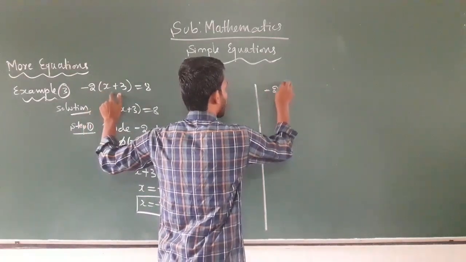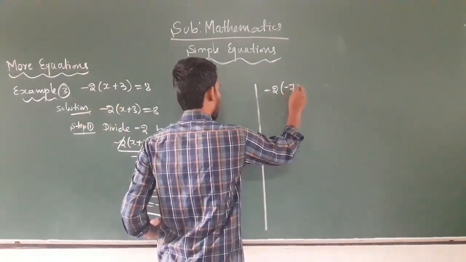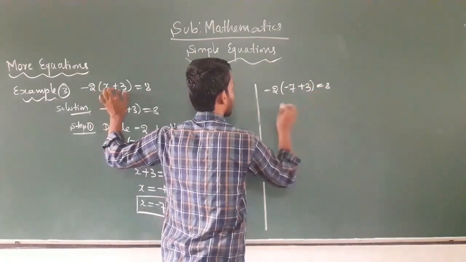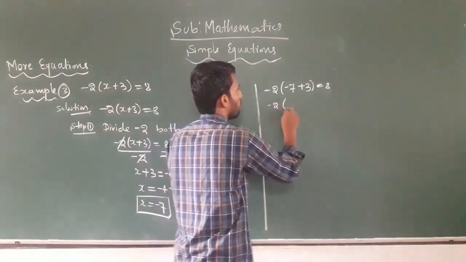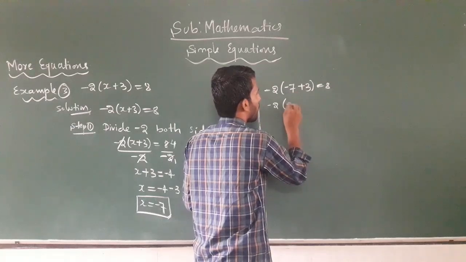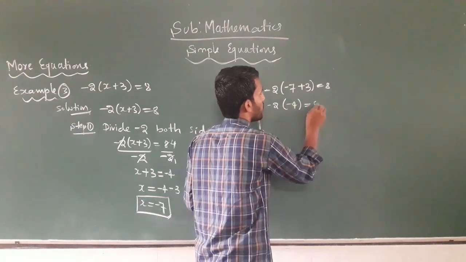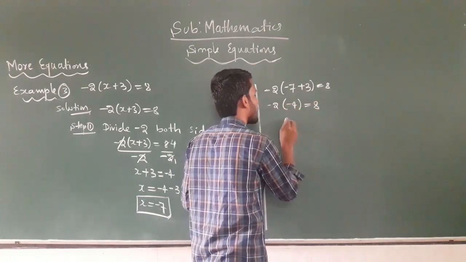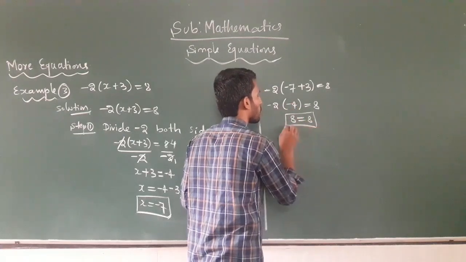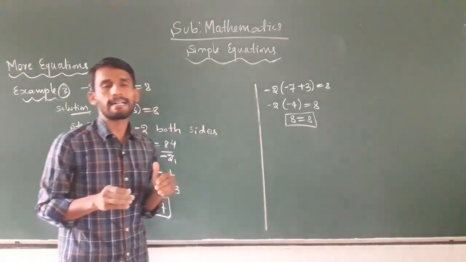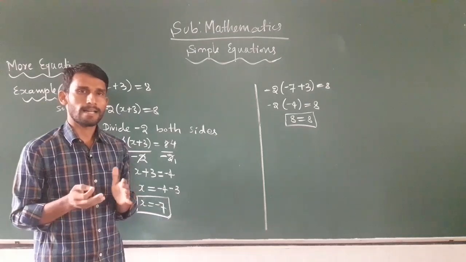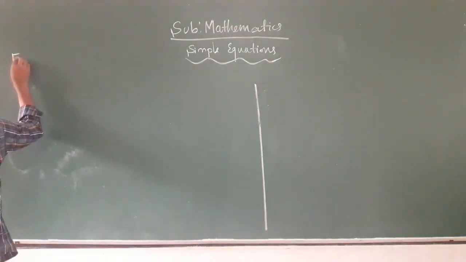To check whether this equation is satisfied or not, see, I am putting the x value in this equation. Minus 2 in the bracket minus 7 plus 3 is equal to 8. Now, inside the bracket, when we do the addition, we are getting minus 2 into minus 4 is equal to 8. Now minus into minus is plus, 4 into 2 is 8. LHS and RHS both are equal. Then we can say that this equation is satisfied because LHS and RHS both are equal.